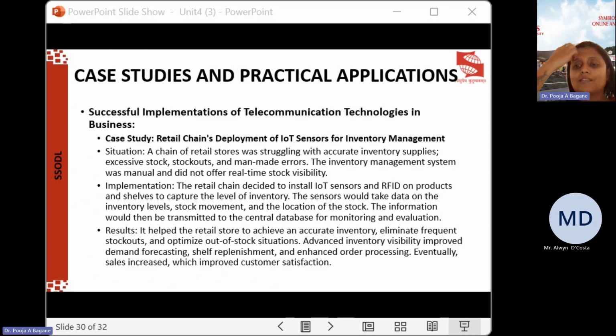As a result, it helps the retail store to achieve accurate inventory, eliminate frequent stockouts, and optimize out-of-stock situations. So advanced inventory visibility improved demand forecasting, shelf replenishment, and enhanced order processing. Eventually, the sales will increase, which improves customer satisfaction.